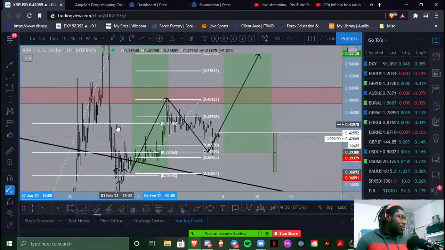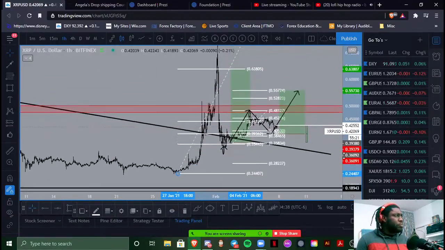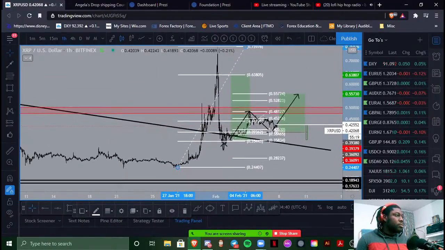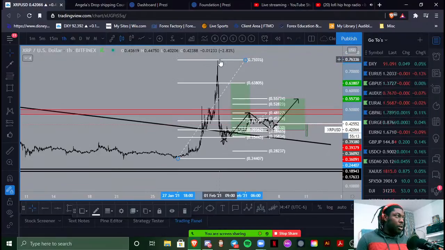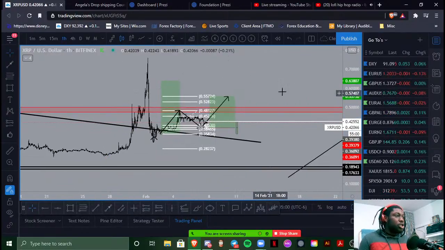Let me get rid of this fib. Wait, where is this fib from? Ah, that's right. So price pushed up all the way to 76 cents, dropped back down, came to 35 cents, which is a 78.6 fib, then pushed up, retest. Yeah, I like that. So let's see how this goes.